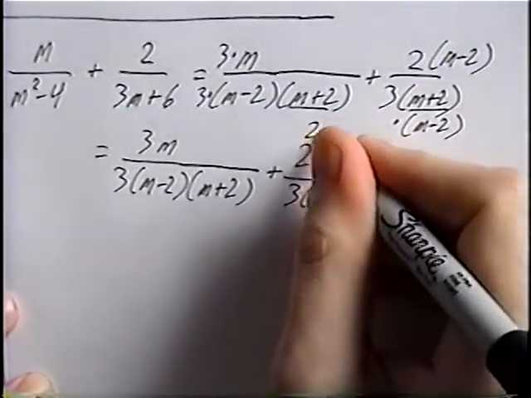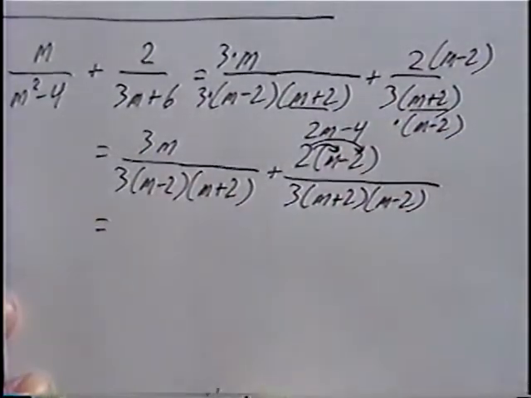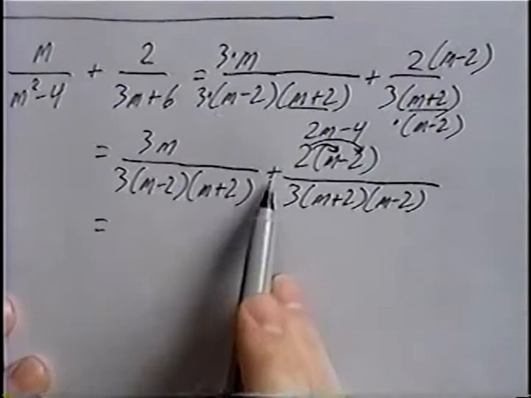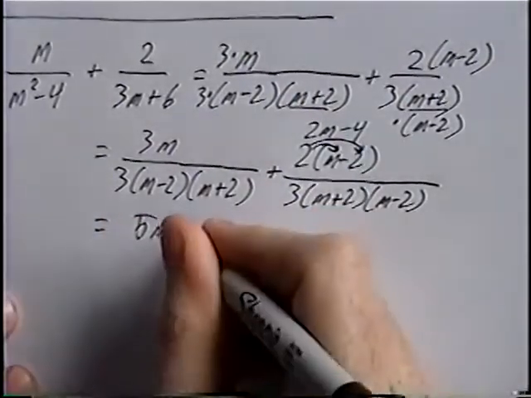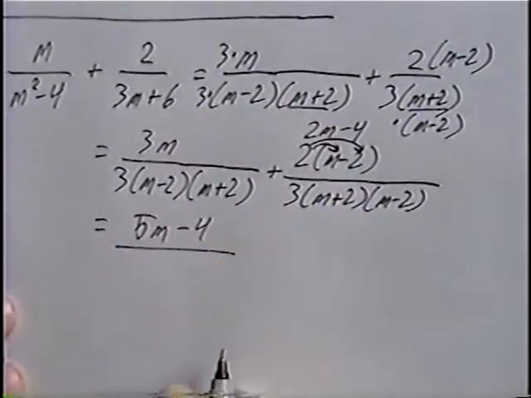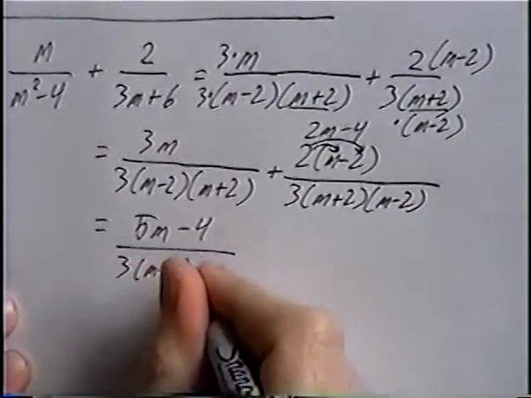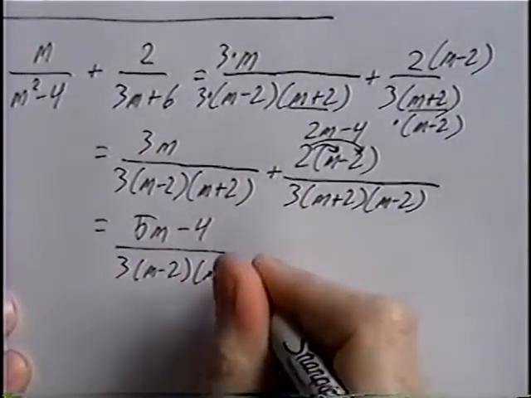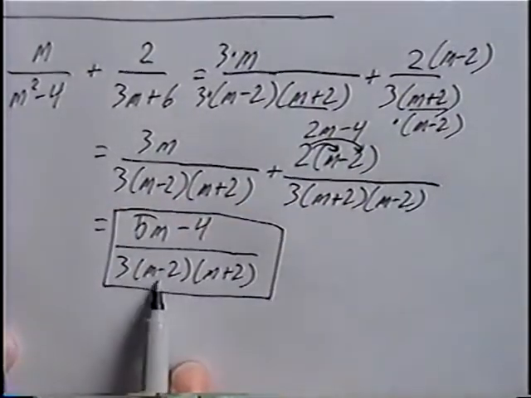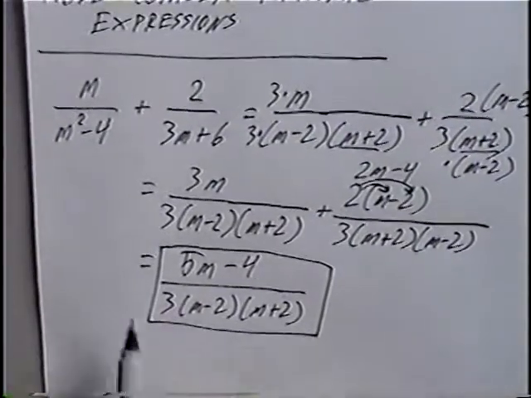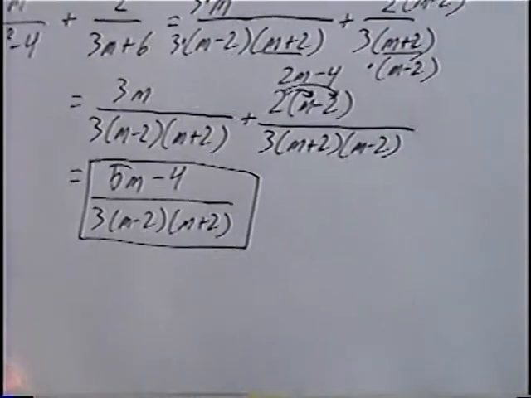2 times m would be 2m. 2 times a negative 2 would be minus 4. So for our answer, we have 3m plus 2m, which would be 5m, minus 4 is left over. And our denominator would be 3, m minus 2, and m plus 2. You could rewrite this m minus 2, m plus 2 as our original denominator m squared minus 4, but it's best to leave it in factored form.